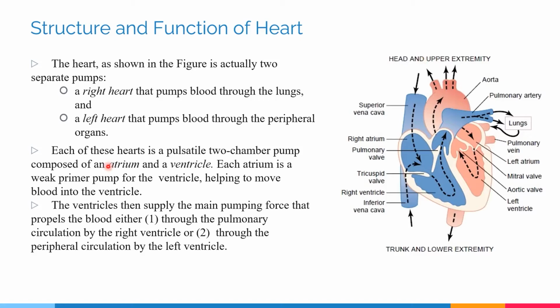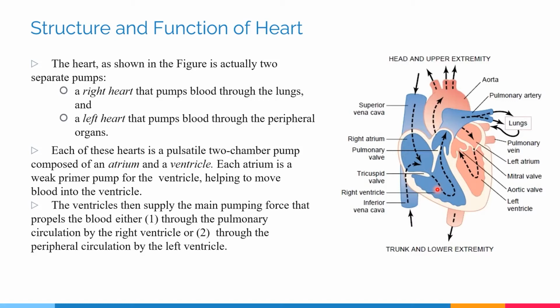Each of these hearts is a pulsatile two-chamber pump composed of atrium and ventricle. So essentially, the heart has four chambers: the right atrium, right ventricle, left atrium, and left ventricle. Each part of the heart is divided into two parts: the atrium and the ventricle. The atrium is a weak primer pump for the ventricle, which helps to pump blood into the ventricle, and the ventricle is the one which actually pumps it through parts of the body.